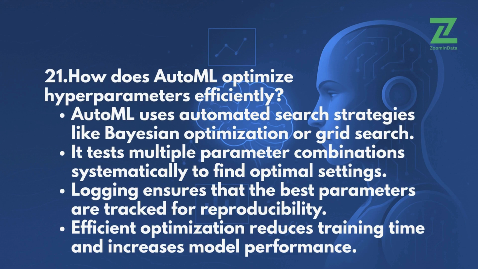How does AutoML optimize hyperparameters efficiently? AutoML uses automated search strategies like Bayesian optimization or grid search. It tests multiple parameter combinations systematically to find optimal settings. Logging ensures that the best parameters are tracked for reproducibility. Efficient optimization reduces training time and increases model performance.